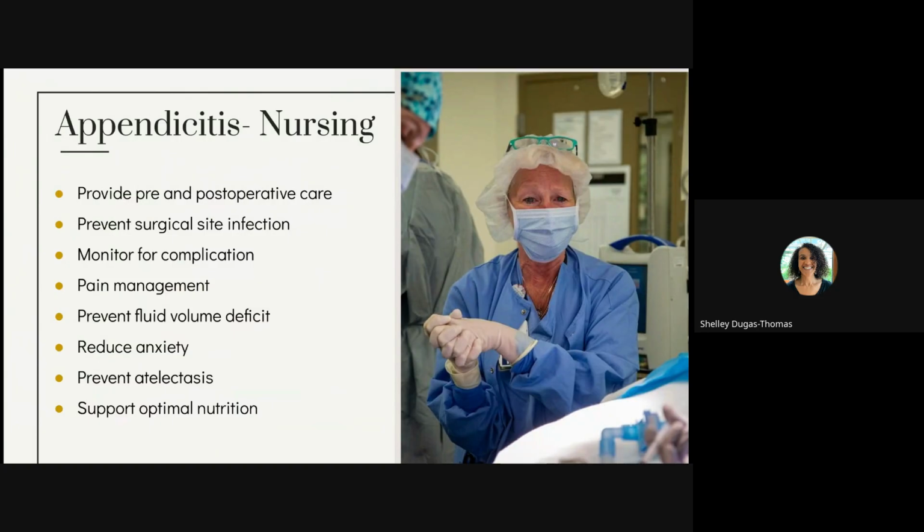So pre and post-operative care: you want to prepare and support the patient before and after surgery. Infection prevention: monitoring, preventing surgical site infections, monitoring for complications, watching for signs of rupture, peritonitis, or sepsis. Symptom management comes through providing pain control and preventing fluid volume deficit. You want to prevent atelectasis through breathing exercises and also use of the incentive spirometer, providing emotional support by helping the patient reduce their anxiety and providing reassurance. And nutritional support comes through providing optimal nutritional intake during recovery.